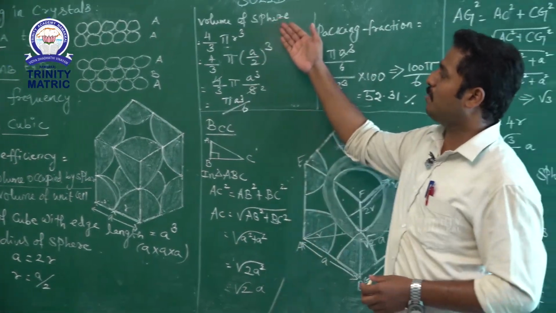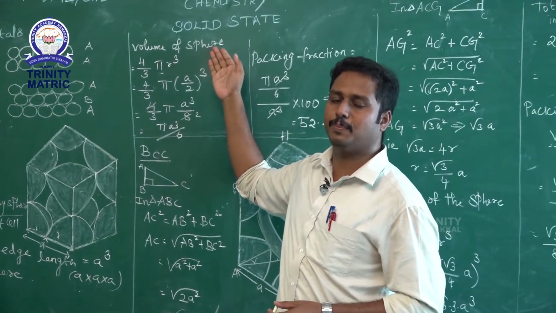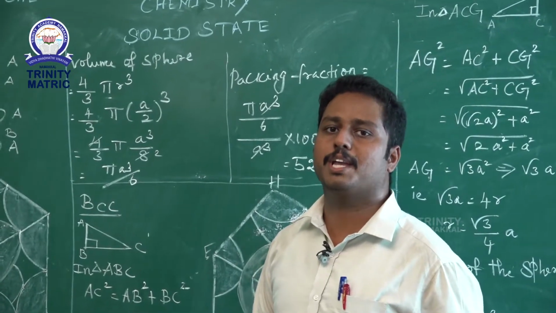Next, the volume of the sphere. You know the formula: volume of the sphere is equal to 4 by 3 pi r cube.